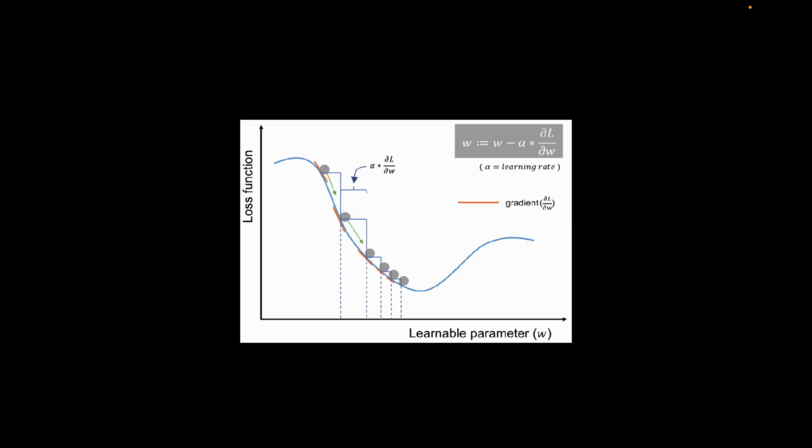As we compute the gradient at each point, the algorithm moves iteratively towards the minimum point. The size of the steps is determined by the learning rate. If the rate is too large, we might overshoot. If it's too small, convergence becomes slow.